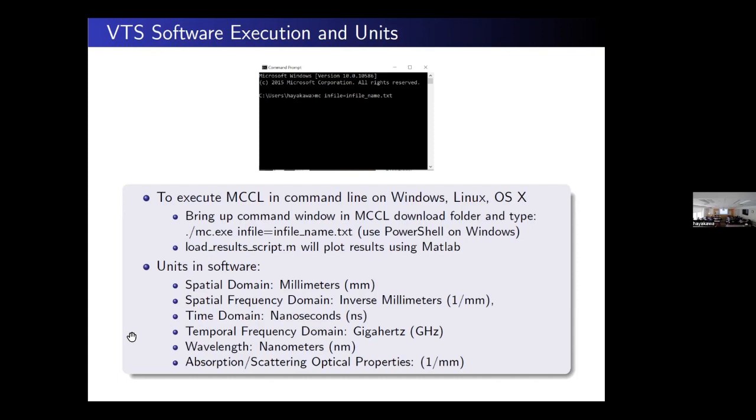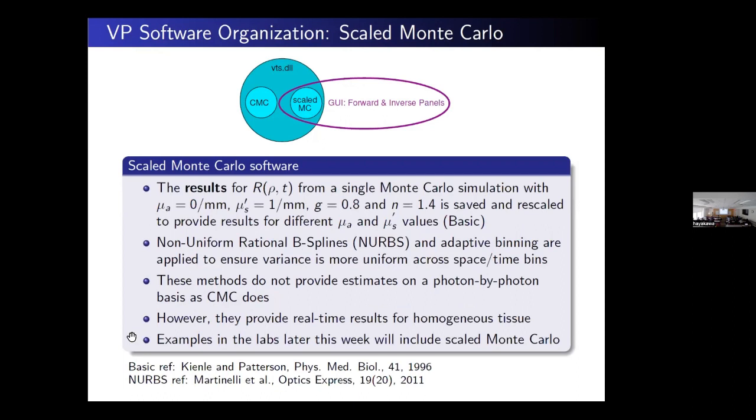And here are the units that we use. I mention this because our time is in nanoseconds, everything else is in millimeters, gigahertz, and wavelength is in nanometers. I say time because some time results were confusing to a user because he thought they were in picoseconds. Anyway, it's good to know the units that you're using in the software.